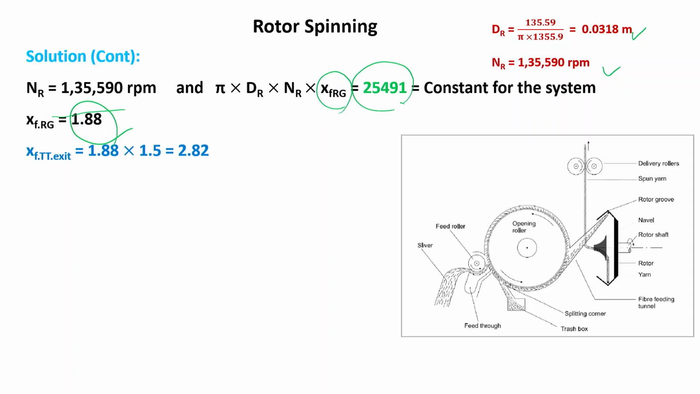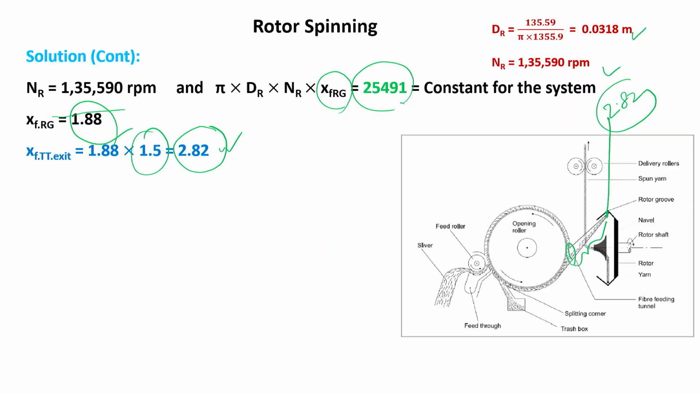Between the rotor group and the exit of this transport tube, it will be 1.5 times, because 1.5 is the draft. So 1.88 multiplied by 1.5 equal to 2.82 is the number at the exit of the transport duct. At this exit point, 2.82 fibers are there. We want to calculate the pure air draft, so we should know the number of fibers at the entry point.